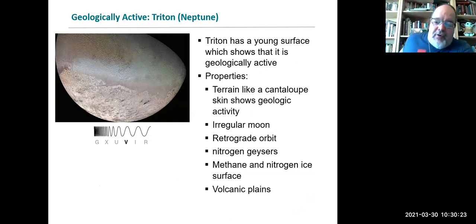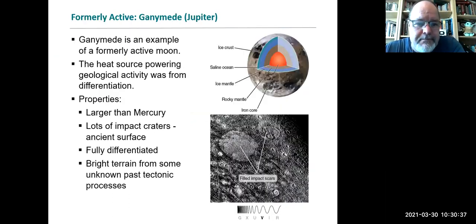It's an irregular moon. It has a retrograde orbit. It's got nitrogen geysers, methane and nitrogen ice surface, and it has volcanic plains. So there's little flat areas where lava flowed and made a flat area.